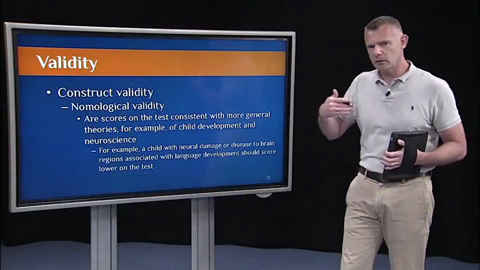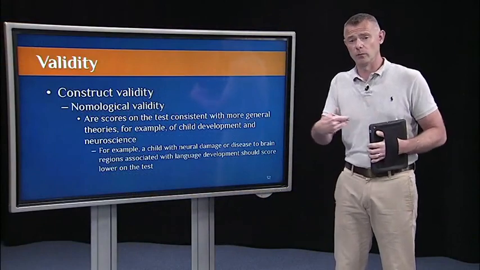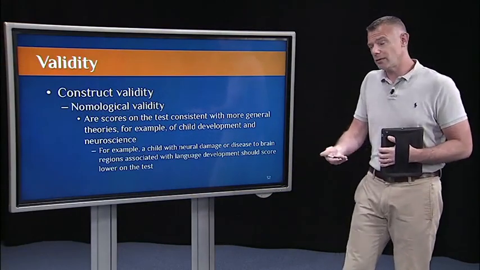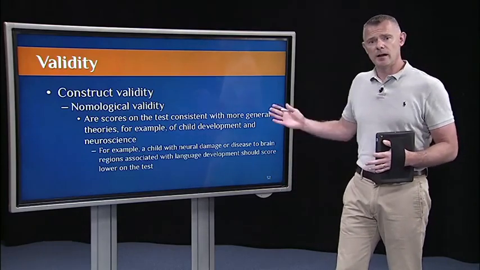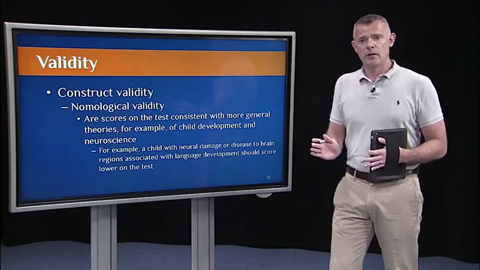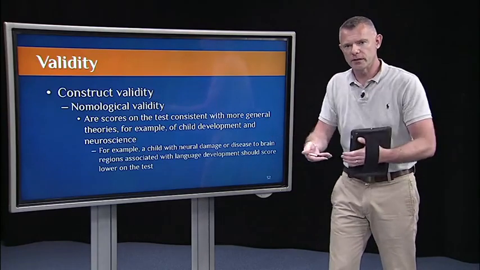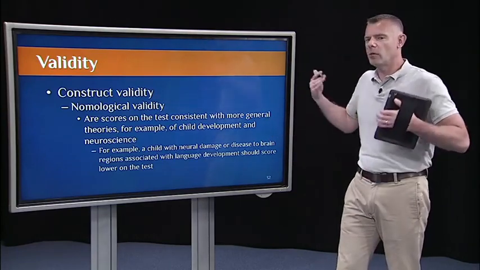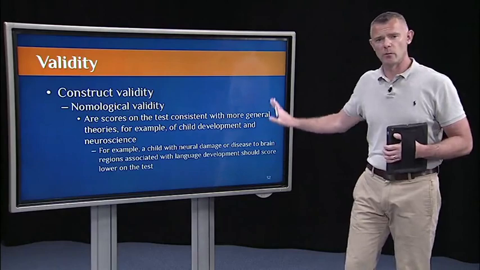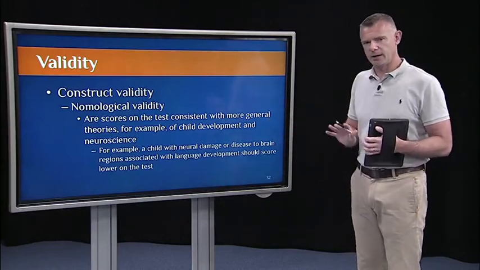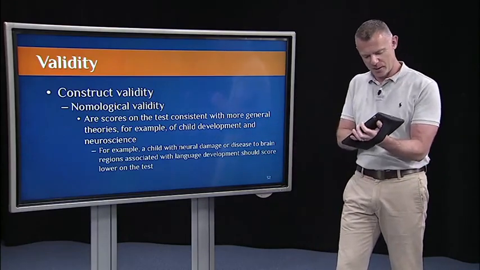For example, a child with neural damage or disease to a particular brain region that is known to be important for the development of verbal ability, those children should score less well on this test of vocabulary if it is indeed a valid measure of that construct. That fits in with broader theories, and it's consistent with convergent evidence. So it fits with nomological concepts or theories, and that's why it's called nomological validity, sort of a broader approach to validity. Again, which sadly in the realm of social sciences is not addressed enough, in my opinion.